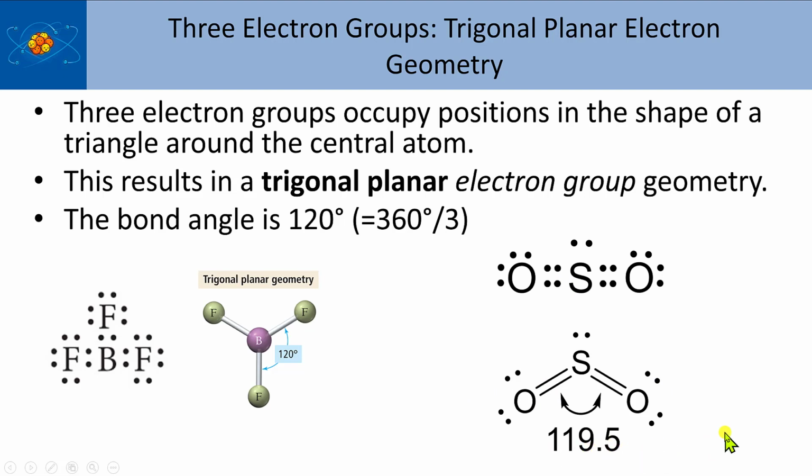It has 3 electron groups. The double bonded oxygens, right? Those double bonds count as a group, and then there's the lone pair. So again, this molecule is flat. That is, all atoms and the lone pair here all lie in the same plane, okay? And the bond angle is about 120 degrees.